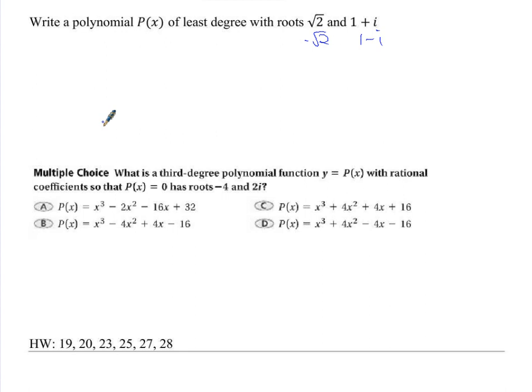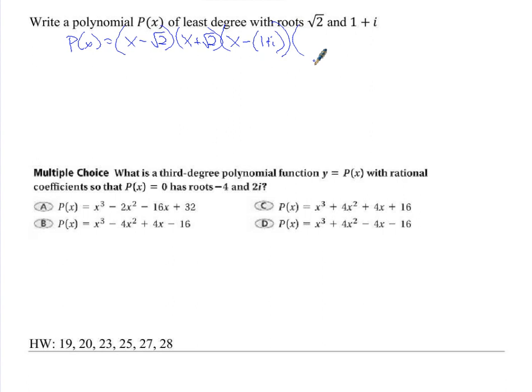P of x equals. List out the factors being multiplied together. What do we have? X minus the square root of 2 times x plus the square root of 2 times x minus parentheses 1 minus i, or 1 plus i I guess if I'm listing that first one. Doesn't really matter.